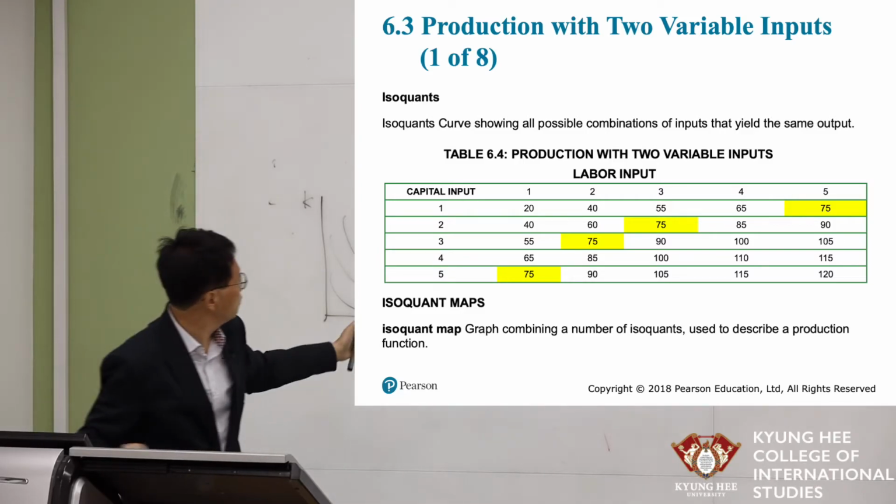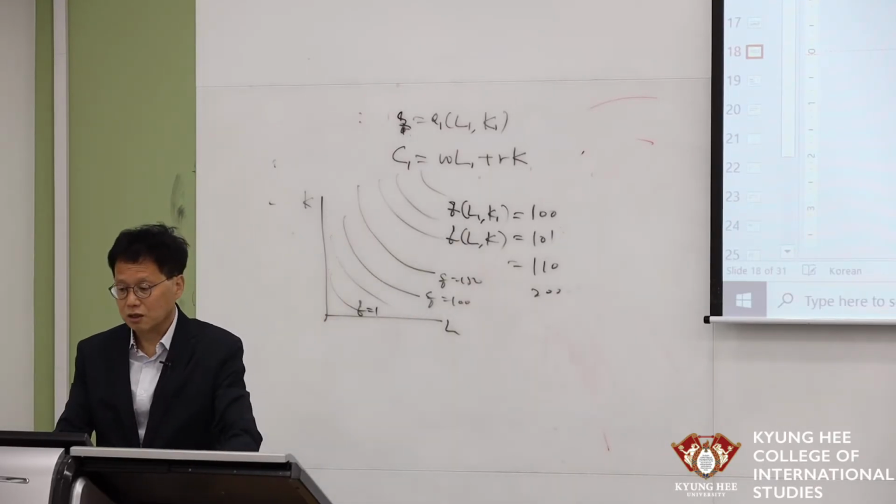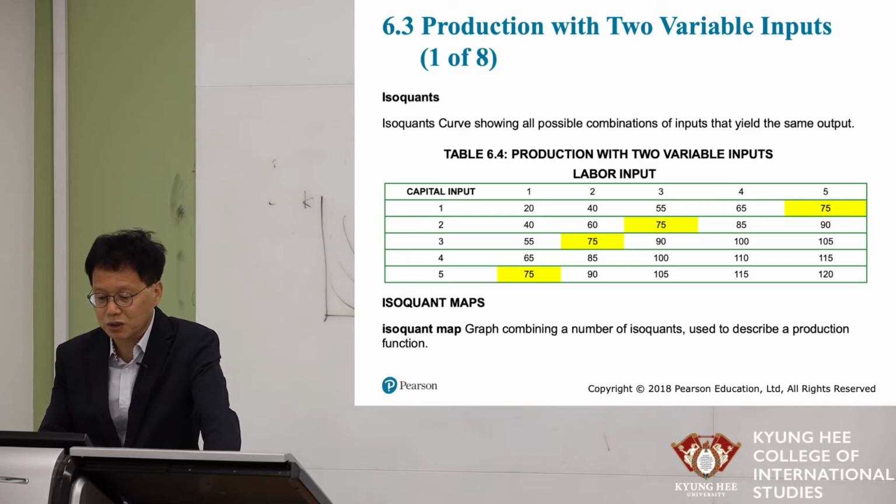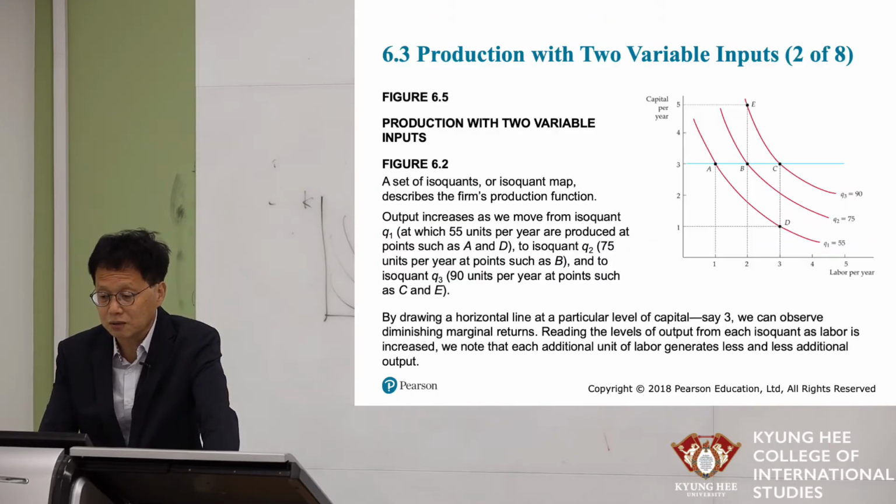Anyway, if we focus on one isoquant, there are lots of ways to cook 100 pans of pizza, right? By combining 1 labor and 5 ovens, or 2 labor and 3 ovens, or 3 labor and 2 ovens, like this. There are lots of ways. Labor and capital combinations, that is an isoquant. The isoquant map graphs a number of isoquants combined, used to describe a production function. So the isoquant map is a graphical illustration of the production function, okay?